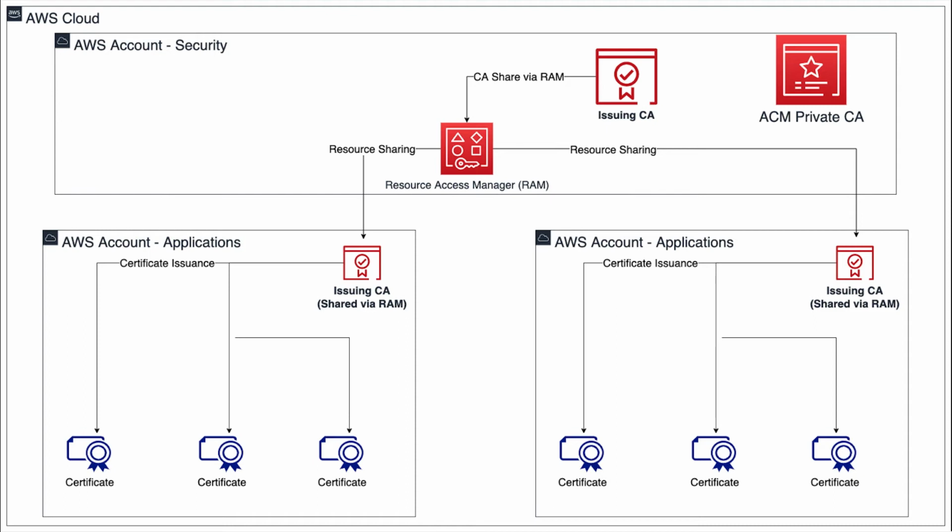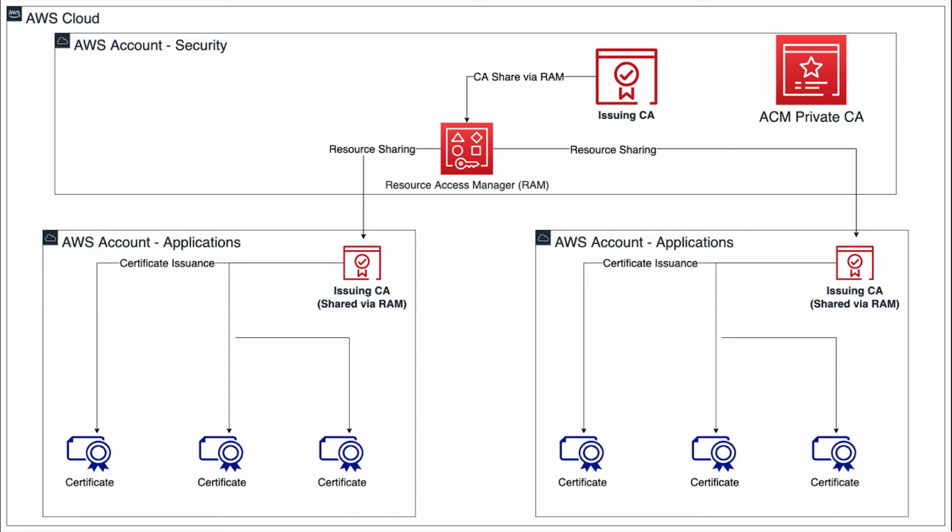Hello everyone. Today I'd like to highlight a way to reduce costs and simplify certificate management in AWS, sharing private certificate authorities, or CAs, using AWS Certificate Manager Private CA and AWS Resource Access Manager. Let's pretend we have already built a certificate authority hierarchy in ACM Private CA.